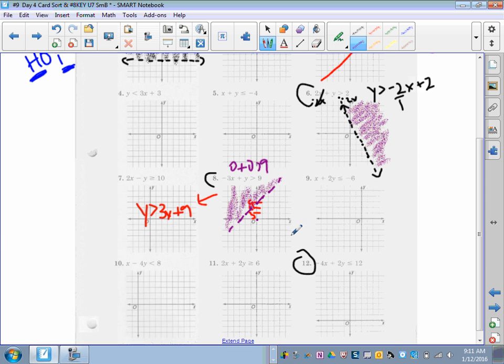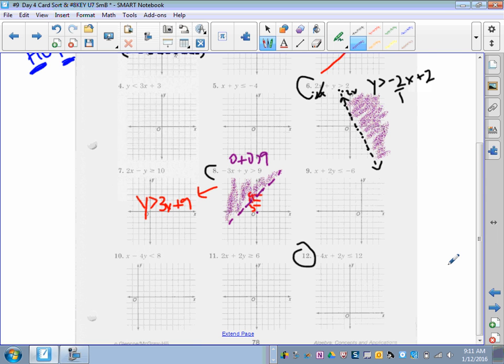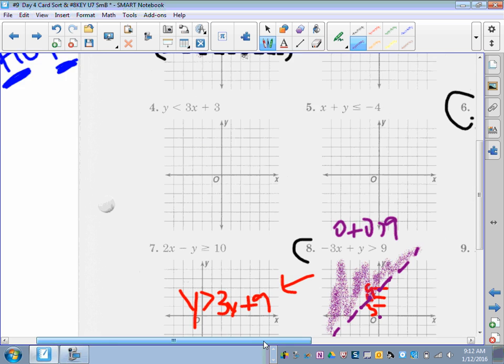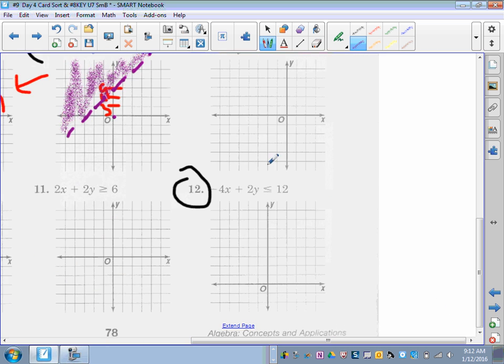So let's do number 12. And then I have a follow-up question. Zoom in. Oh, so much better to see. All right, number 12. So we have negative 4x plus 2y is less than or equal to 12.